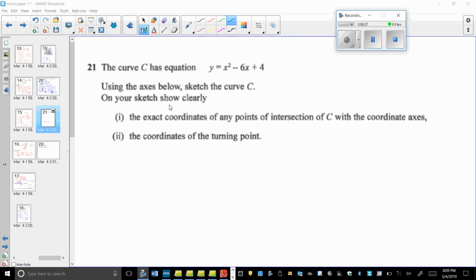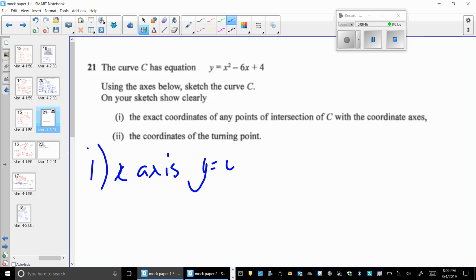Alright, so using x to sketch the curve. On your sketch, show the points of intersection with coordinate axes and turning points. Coordinate axes means the x and the y axis. So let's find those first of all. So where does it cross the x axis? When y is 0.